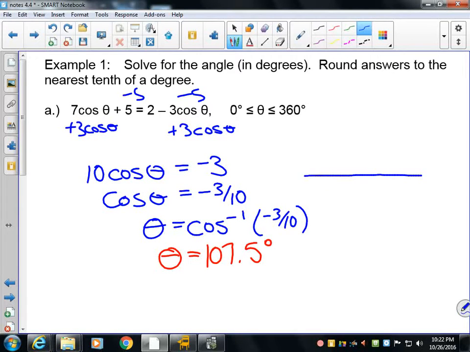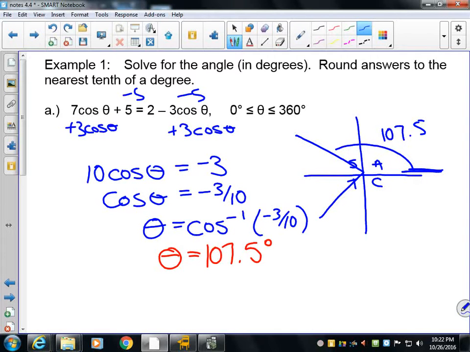So when we draw this diagram, it actually ends up at 107 degrees. When we think about it, we've got the CAST rule. We had a negative cos. Where's cos negative? Here and here it's negative. So really that 107.5 falls in here. Now that's positive from this 0 line. So that's one of our answers from 0 to 360.